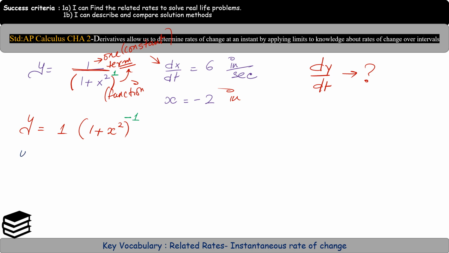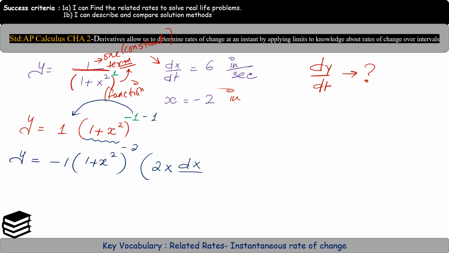Now take the derivative using the chain rule. How? Bring the power in the shoulder, -1, and write the bracket inner function as it is. From the power we subtract 1, which gives you -2. Then take the derivative of the inner function, which will give you 2x, and then don't forget to write dx by dt. Now replace all the things.